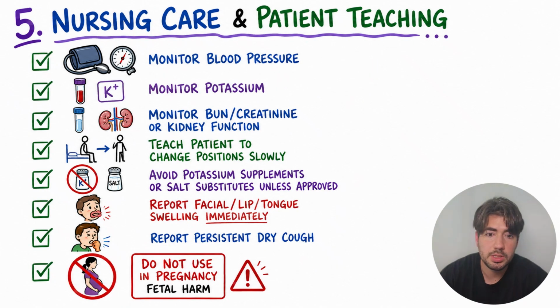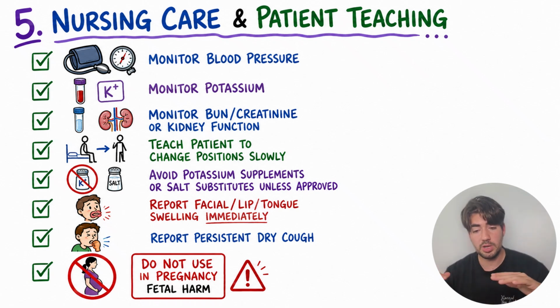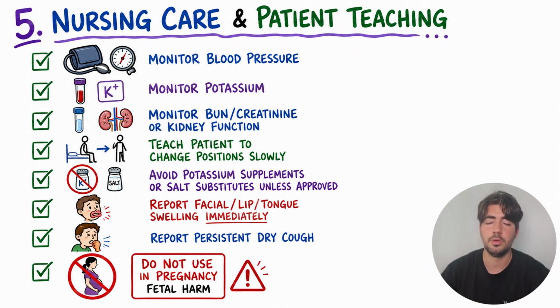Now, for nursing care and patient teaching, before and during therapy, you have to monitor blood pressure, potassium, BUN, and creatinine. It makes sense because if it works in the heart and in the kidney, then you just check the heart and the kidney. Because ACE inhibitors can lower blood pressure, you have to teach the patient to change position slowly. I feel like this is the same for every single medication that lowers blood pressure. You always tell them to stand up slowly. If they're lying down, sit first, and if you feel dizzy, wait till you feel okay, and then you stand up.